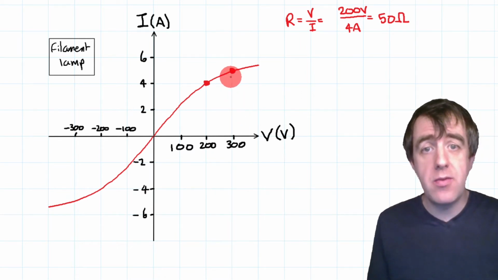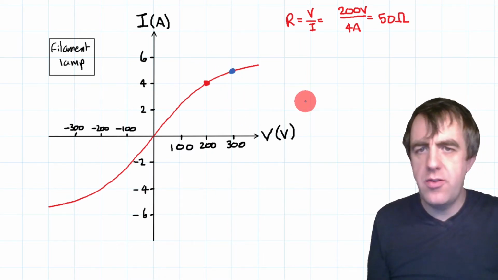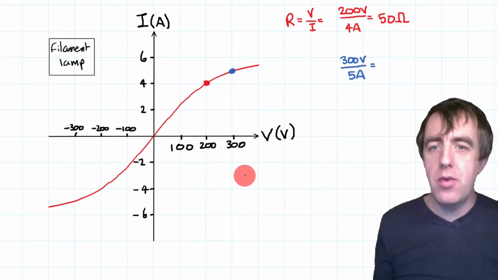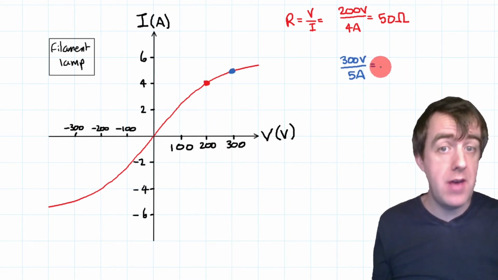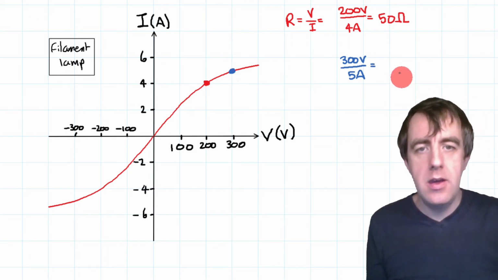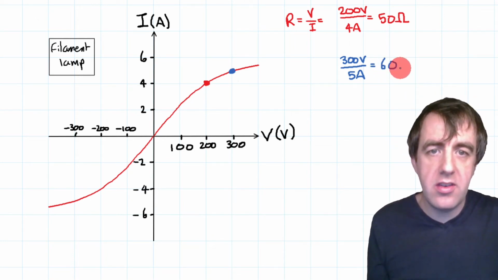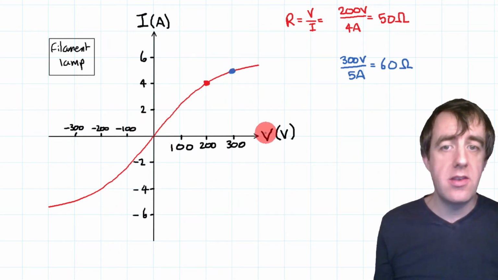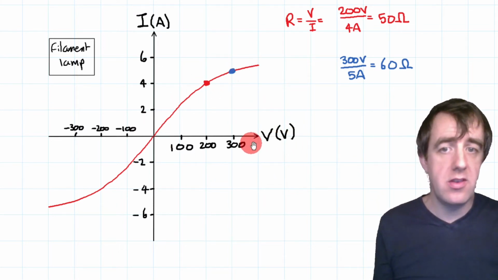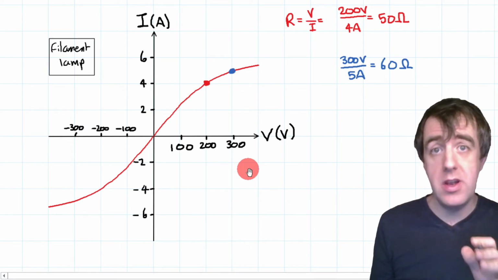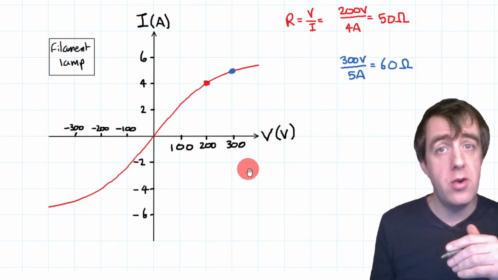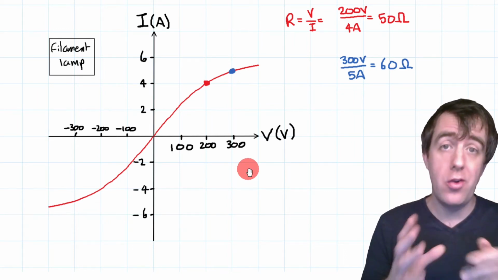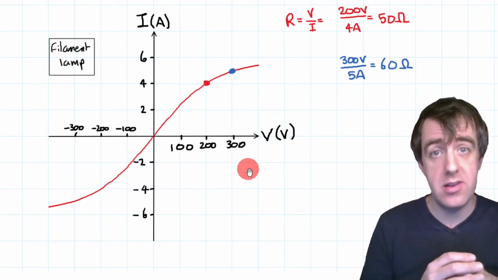We'll do the same thing for the second point. And just for clarity, I'll make that second point blue. The numbers are now 300 volts and 5 amperes. That gives us a resistance of 60 ohms. And so you can see we have a higher resistance at higher potential differences. The higher the potential difference across the filament lamp, the more current will flow through it. And the more current flows through it, the hotter it will get. The hotter it gets, the higher its resistance becomes.